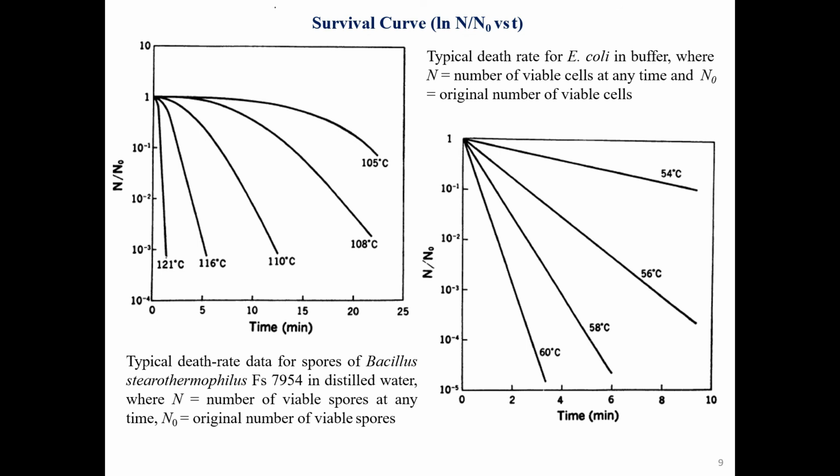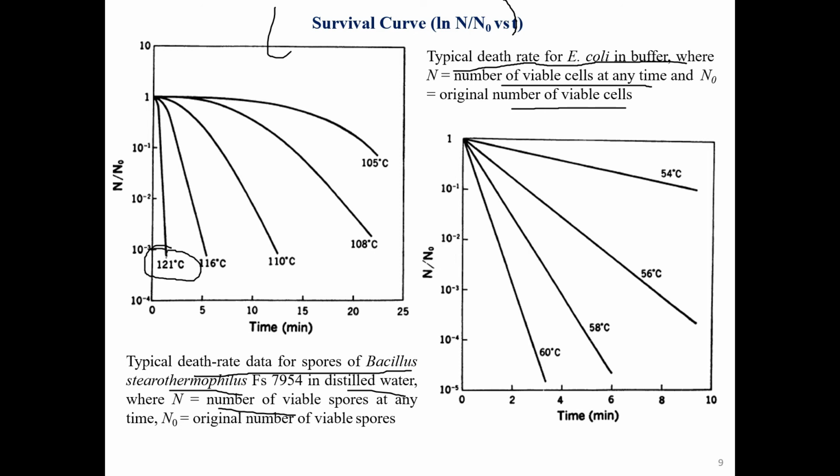So we have a survival curve here as well. This is the typical death rate for E. coli in buffer, where N is the number of viable cells at any time and N0 is the original number of viable cells. And this is the typical death rate for spores of Bacillus stearothermophilus in distilled water, where N is the number of viable spores at any time and N0 is the original number of viable spores. So as you can see, thermal deaths are definitely caused at high temperature.